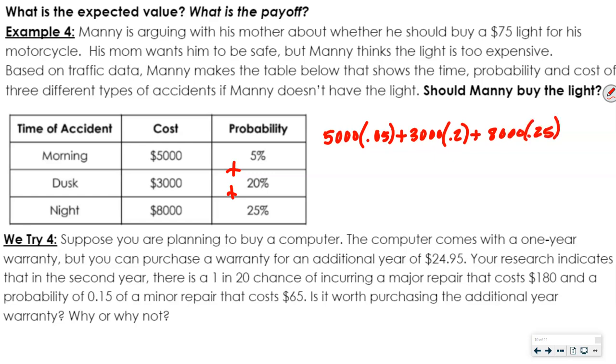Now, it doesn't matter whether you do the percent first or the number first. It really doesn't matter. But you've got to do both of these, okay? So when I add them all together, I get 2,850, okay? So the opportunity cost, that's what this would be, is $2,850, but it only costs $75 for the light. What would you say? Me too. I would say yes. We've got to buy the light because that's the risk that you're putting out there.